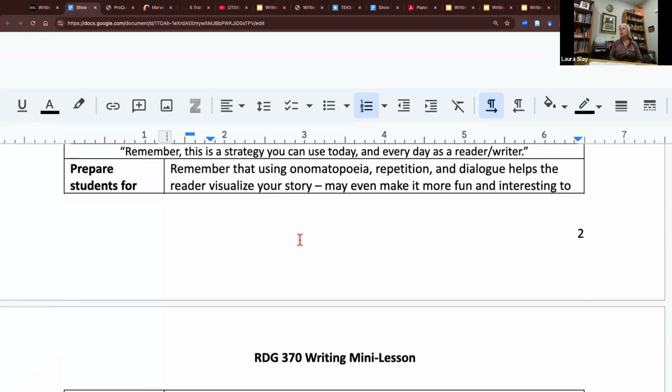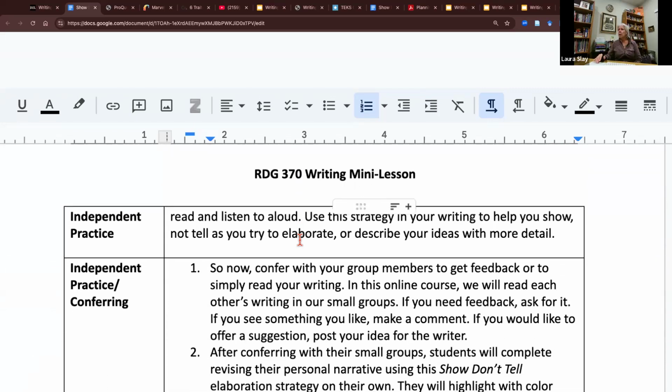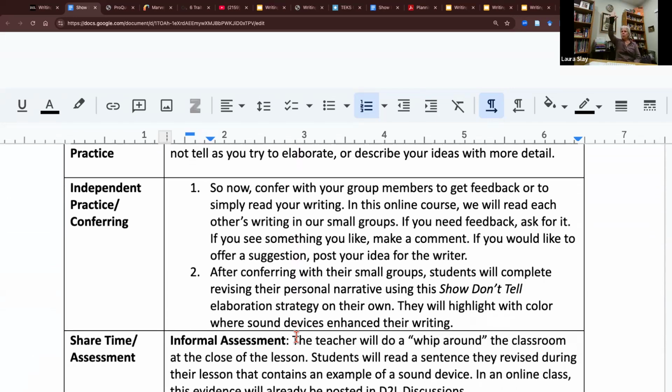So remember that using onomatopoeia, repetition, and dialogue helps the reader visualize your story. Maybe even make it more fun and interesting to read and listen to aloud. Use the strategy in your writing to help you show, not tell, as you elaborate or describe your ideas with more detail. Remember, I want to read this lesson plan fluidly as though I am in your head and with you along the way, and you're telling a story of your lesson plan, okay? So, it's a step-by-step process of how you're going to go through this and the thinking that helped you arrive at how you develop this lesson plan.